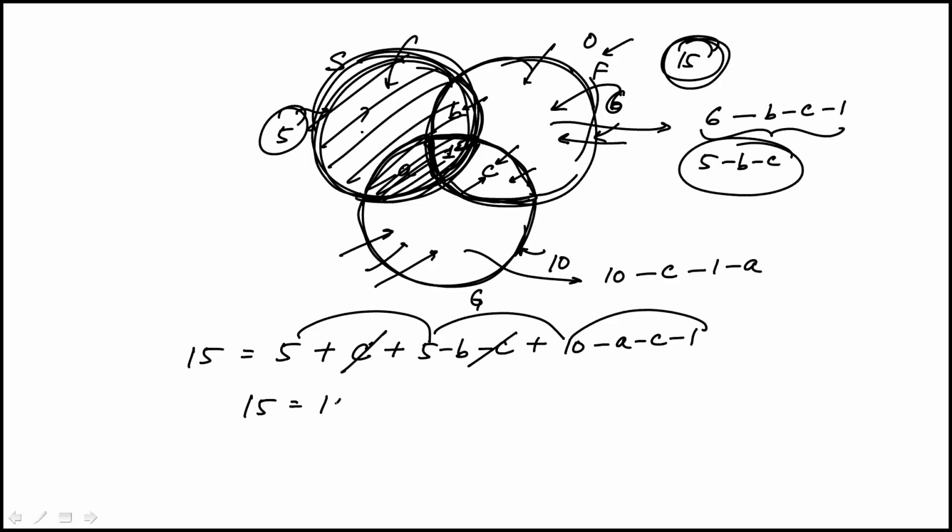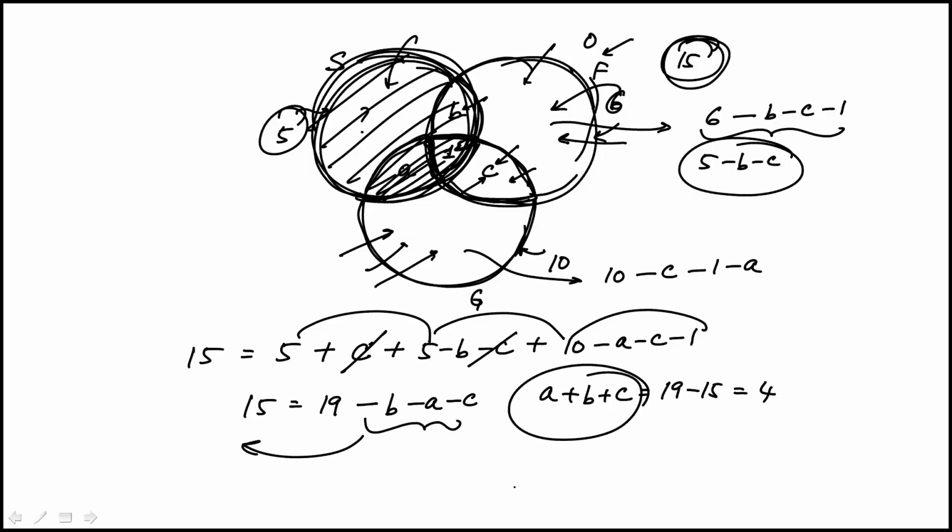So 15 equals 19, and then what letters are we left with? Minus B, minus A, minus C. You'll note that if I move it to the other side, that becomes A plus B plus C. And then I get 19 minus 15, which is 4. Note, this is exactly what I labeled here. And so there are 4 students or members who speak exactly 2 of the languages. Answer E. So I hope this makes sense.